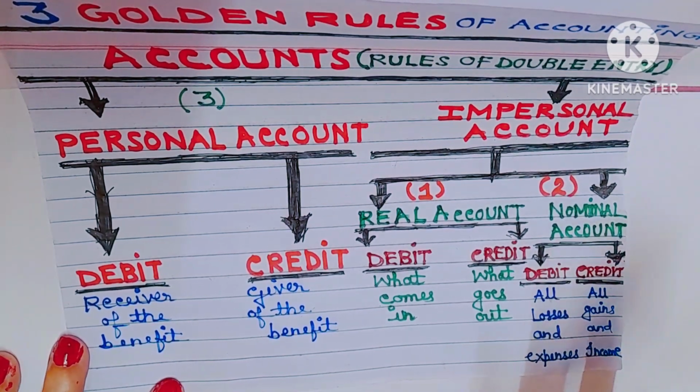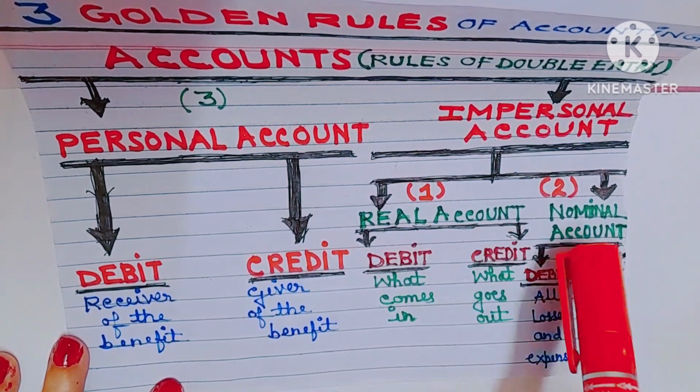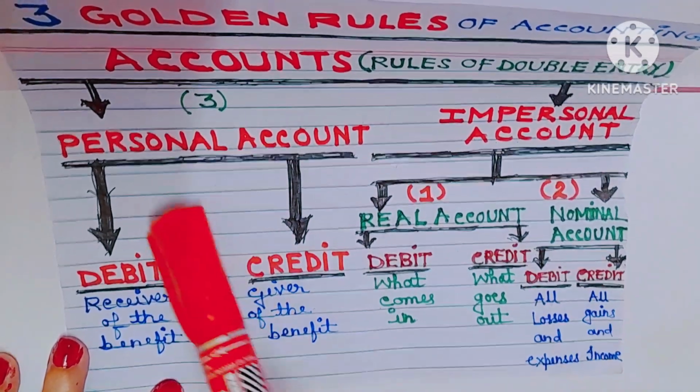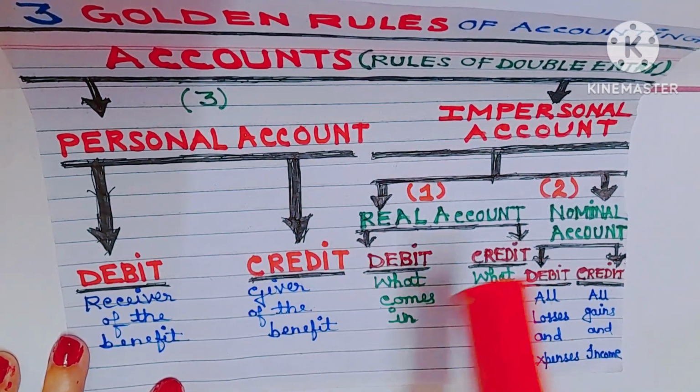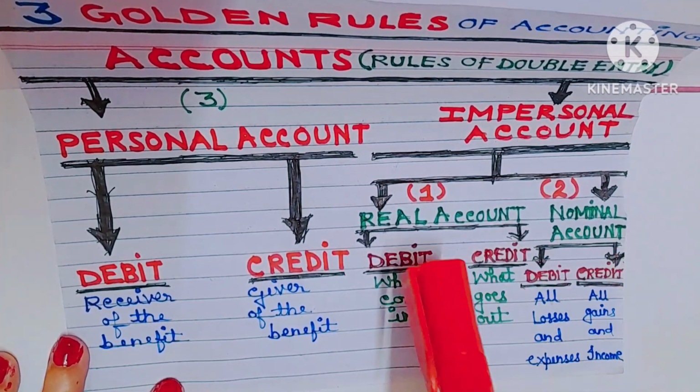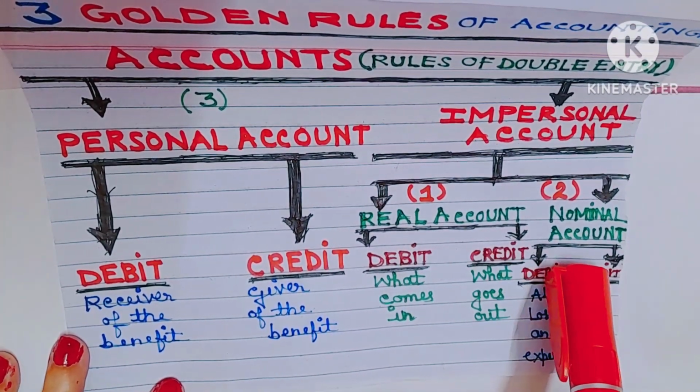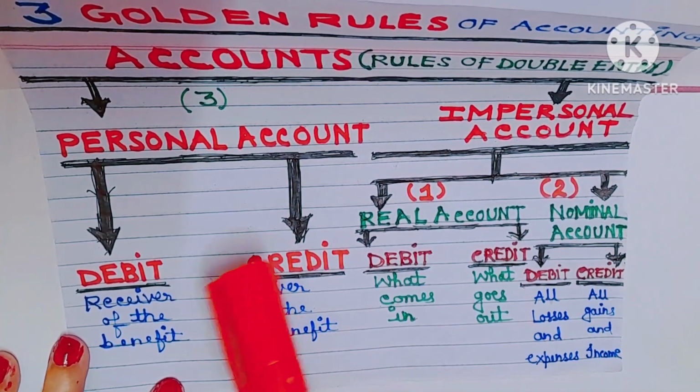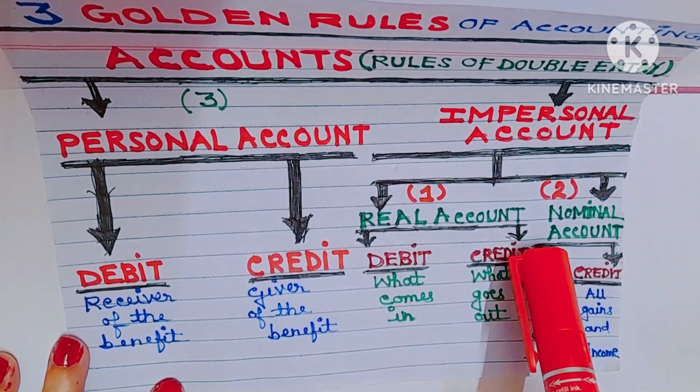So, there are 3 accounts. Number 1, real account. Number 2, nominal account. Number 3, personal account. You got to memorize these 3 accounts.